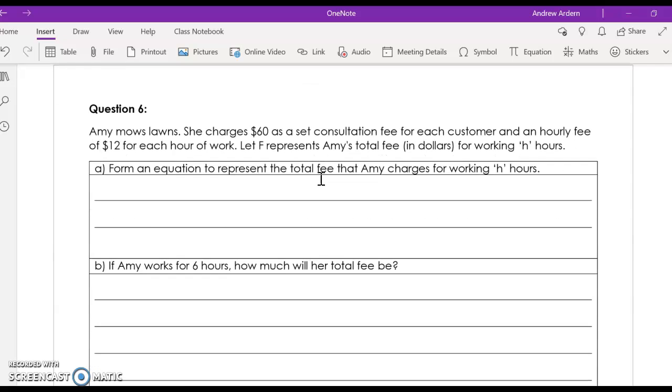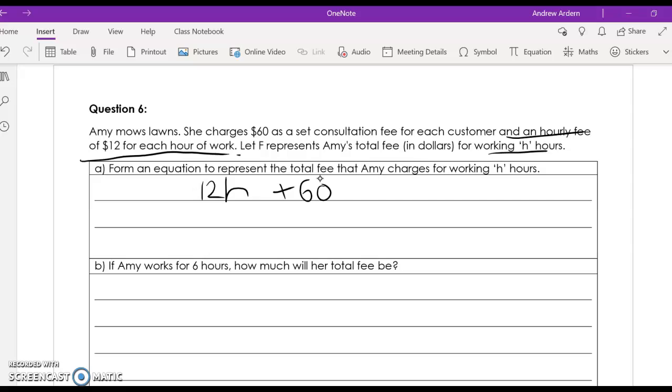This one, Amy mows lawns. She charges $60 as a set consultation fee. So I always know that if it's a set fee and it doesn't change with time, that's going to have a plus 60 in the equation. And if it's an hourly fee of $12 an hour, that's going to be 12 lots of the number of hours, h. 12 lots of h.